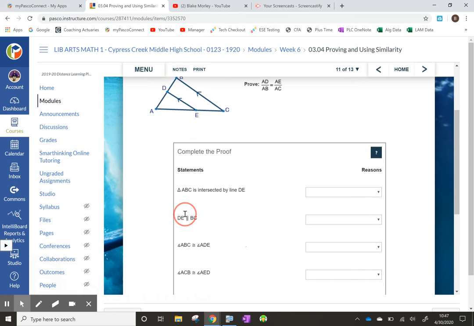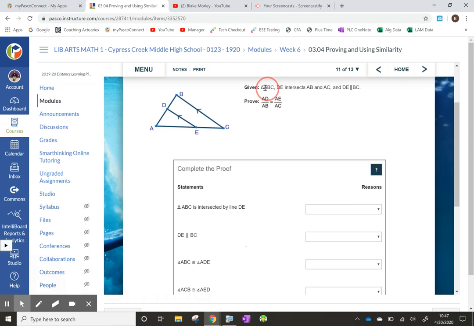Now, statement: triangle ABC is intersected by line DE. So that's already given to us. That was true. It said it in the beginning that we had those intersections. So for this, I'm going to say that was given.